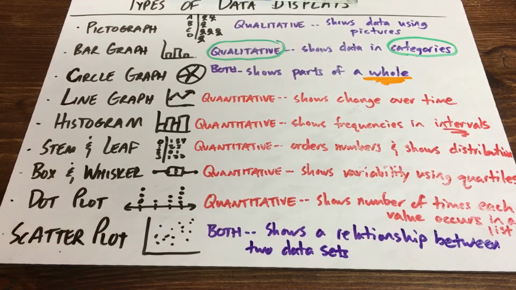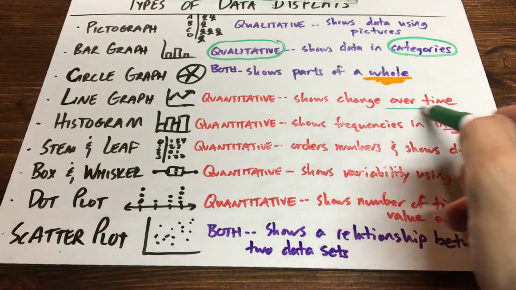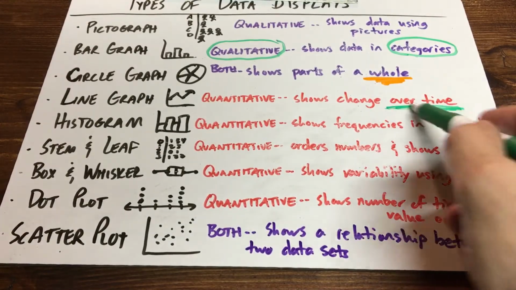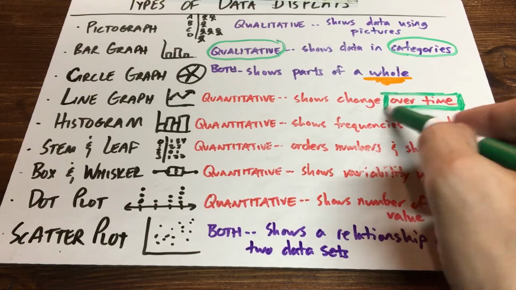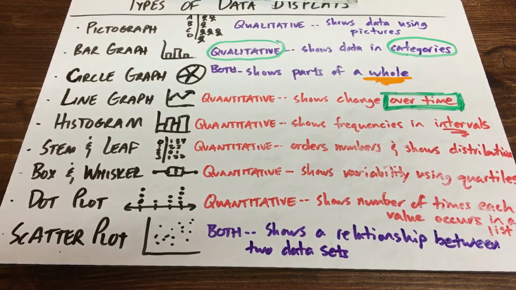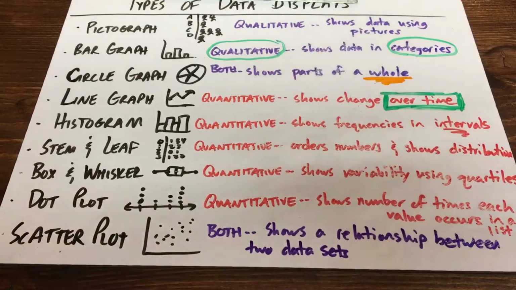A line graph is very, very famous for showing change over time. That's the most important part of a line graph. If you're going to measure something over time, right, you definitely want to use a line graph. And that will usually be quantitative data.